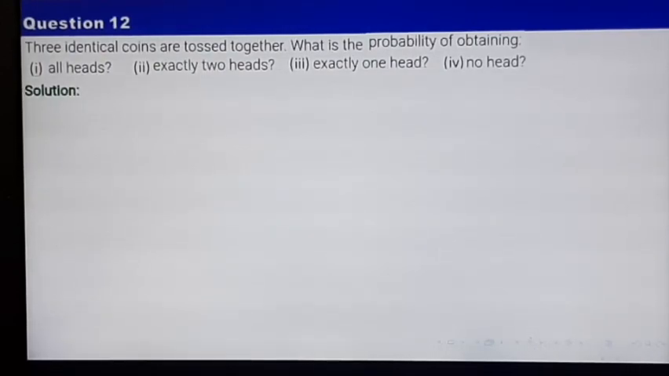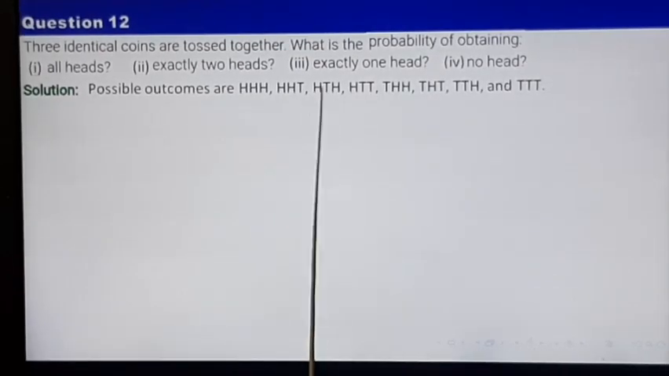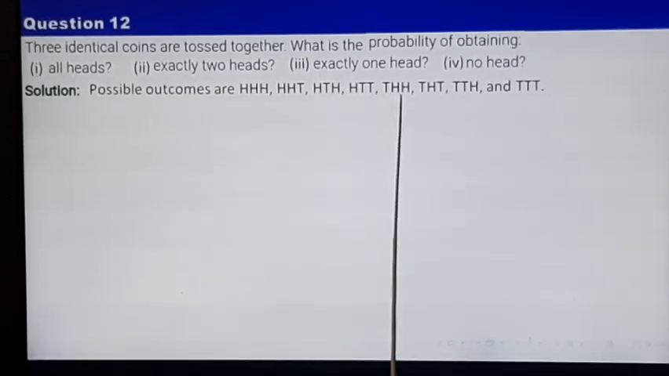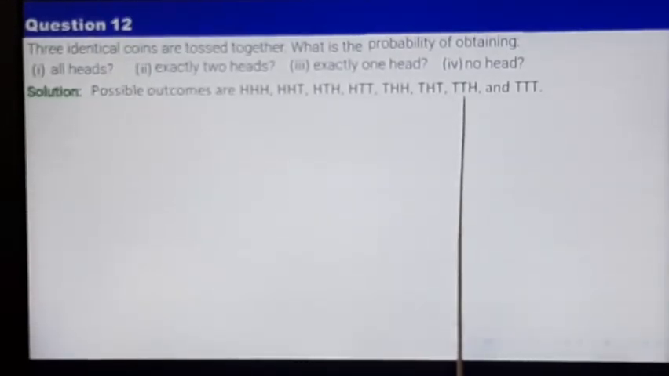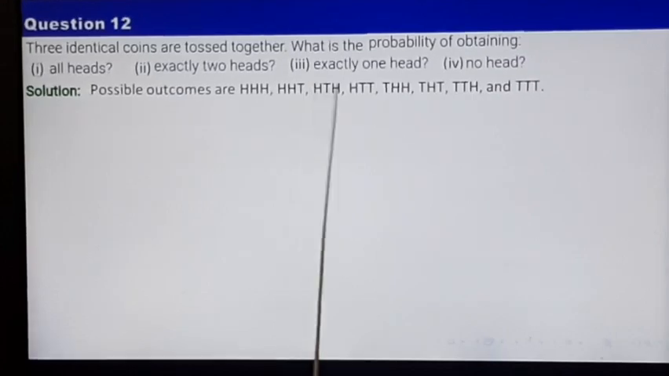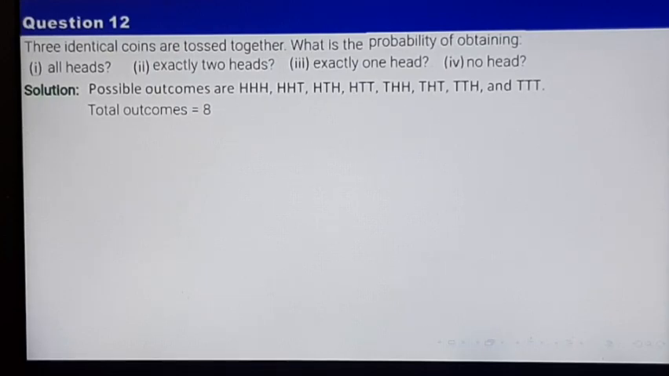When we toss three coins, the possible outcomes will be head head head, head head tail, head tail head, head tail tail, tail head head, tail head tail, tail tail head, and tail tail tail. So if I count the outcomes, this is 1 2 3 4 5 6 7 and 8. So there are how many outcomes? There are a total of 8 outcomes.